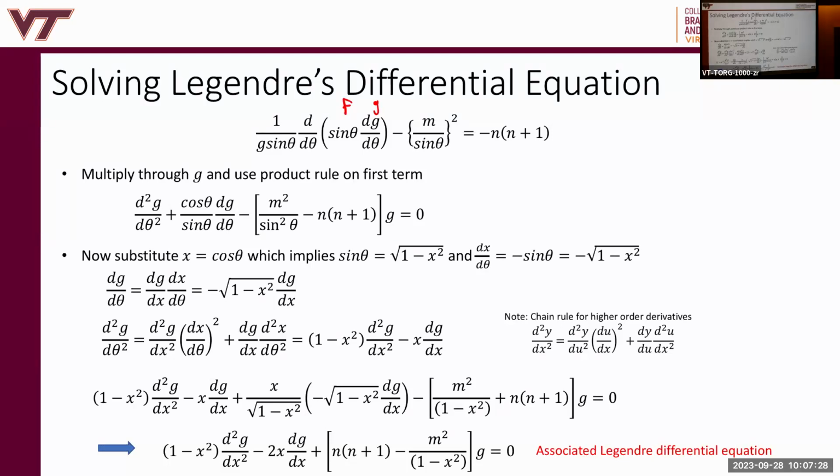This function is G, and we have to differentiate that product, F times G. So G times F prime plus F times G prime. And if you multiply through and use the product rule, you get this differential equation, all right?